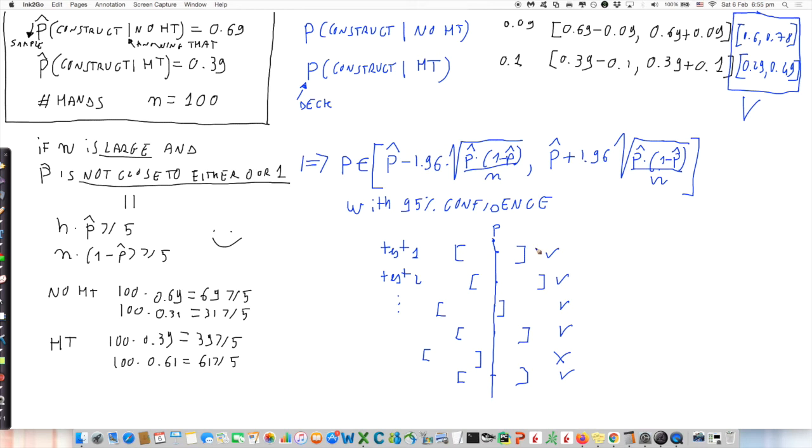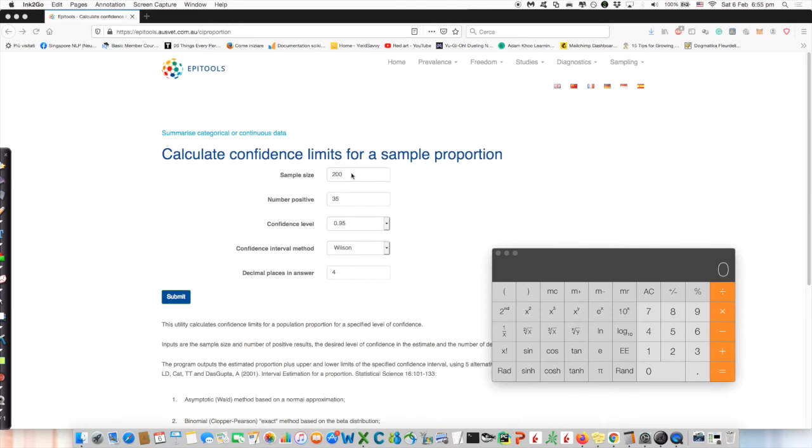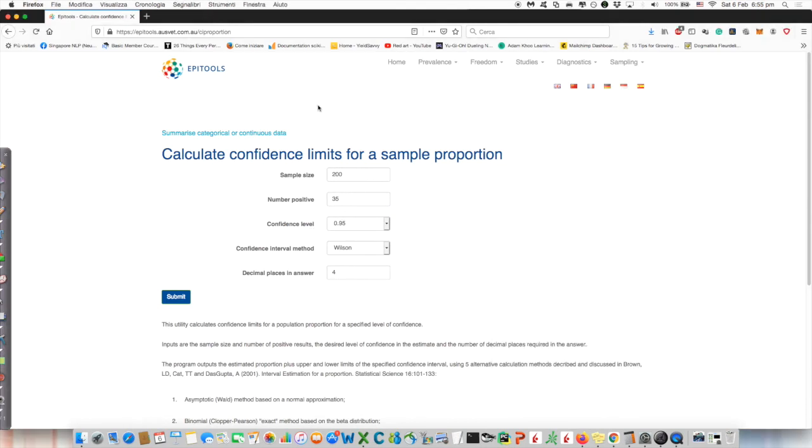Now, do you have to go through this? Not really, okay? I will show you there are some tools online that you can find to do this. And this is one. I will put the link in the description.